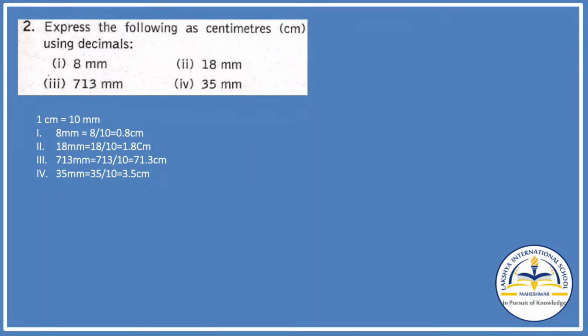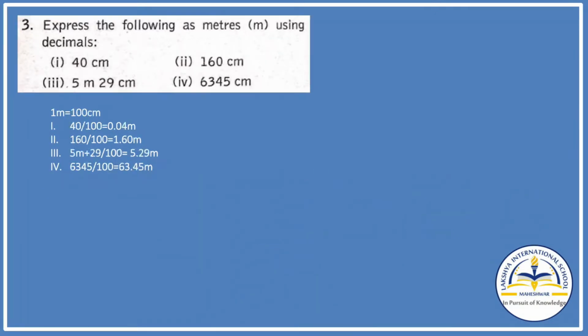Now for third, 7.713 by 10, it means 71.3 centimeter. Now for fourth, 35 millimeter, it means divided by 10, so 3.5 centimeter. Now question number 3rd, express the following as meters using decimals. The question is given in centimeter.